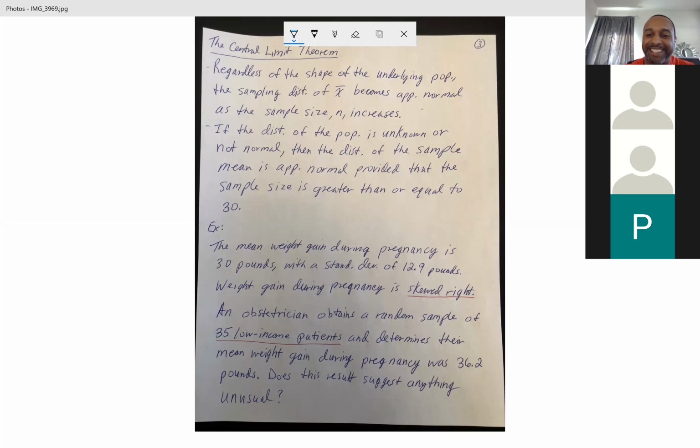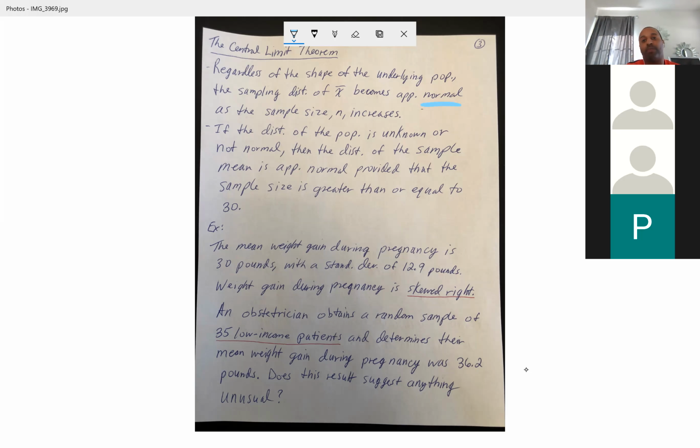You're fine, sir. All right, so here's our next sheet, the central limit theorem. Let me make sure I'm matching it up with our stuff in the notes. Standard error, 15, yep, that's it. Central limit theorem, yep, we're good to go. Regardless of the shape of the underlying population, the sampling distribution of X bar becomes approximately normal as the sample size n increases. Remember, approximately normal means I can use the Z-score relationship.